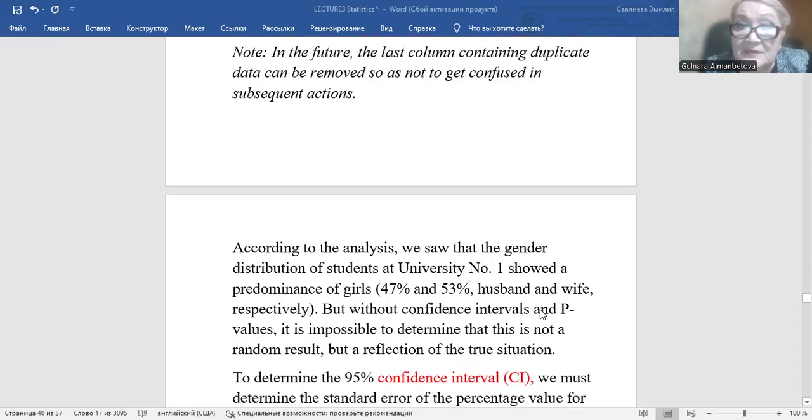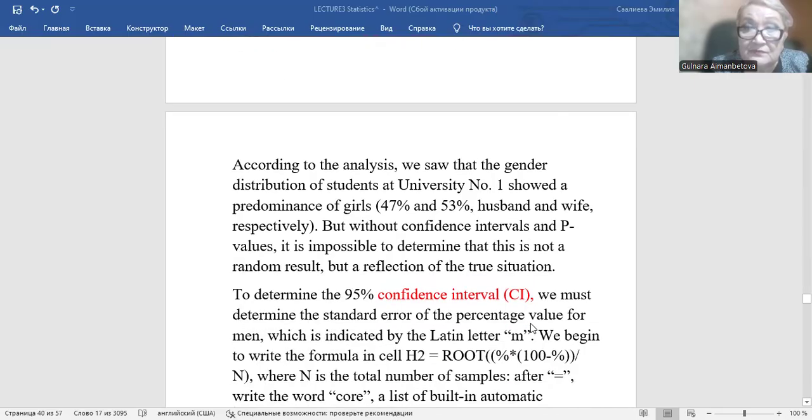According to the analysis, we saw that the gender distribution of students at university number one showed a predominance of girls, 47% and 53%, men and women, respectively. But without confidence intervals and p-values, it is impossible to determine that it is not a random result, but a reflection of the true situation.